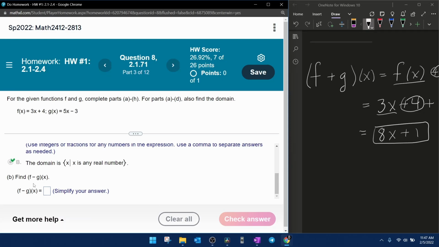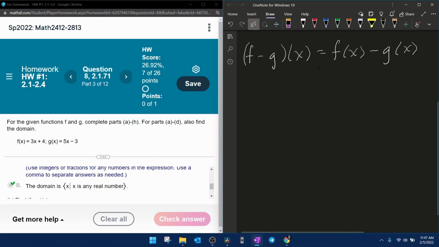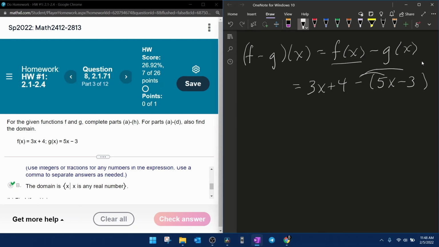And the next step, they want us to find f minus g of x. F minus g of x is the same as f of x minus g of x. So here our first step again is going to be to replace f of x with what it's equal to. And then we're going to put g of x in parentheses so that we remember to distribute the minus sign. So here we have f of x minus g of x. The minus needs to distribute. And then once I clear the parentheses, I can combine like terms. Notice the negative changes the signs.